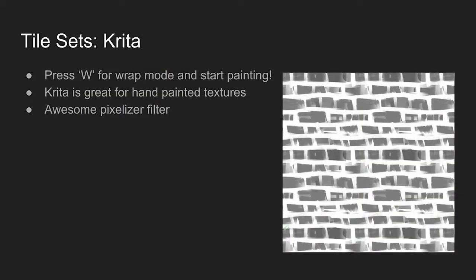In Krita, things are a little bit easier. You just push W for wrap mode, and you start painting. Krita is great for hand-painted textures, and it has an awesome pixelizing filter if you're trying to do some retro graphics.